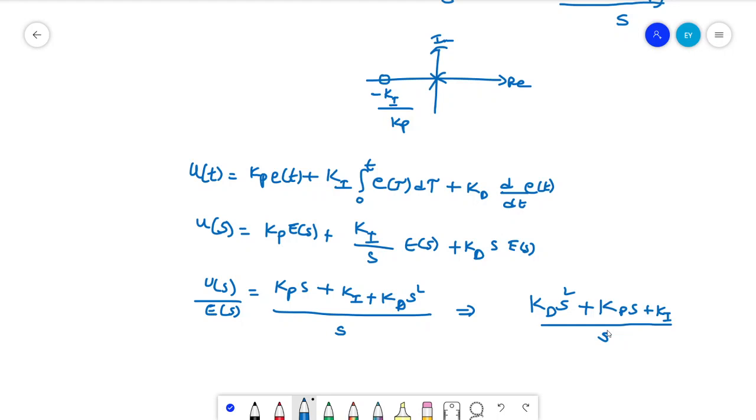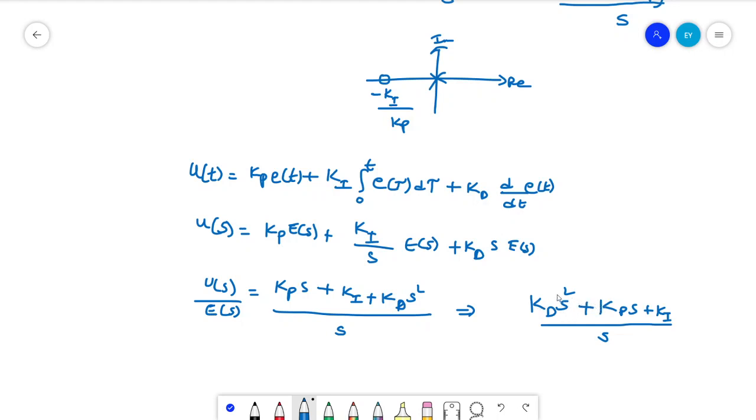So by observing this, what we can understand is that your PID is a combination of two zeros. The order of the numerator is 2, therefore you will be getting two zeros. Those two zeros can be real zeros or complex zeros. If you are solving the roots of the numerator, based on the values of kp, kd and ki, you may get the roots as real roots or complex roots. So what information is it giving to us?